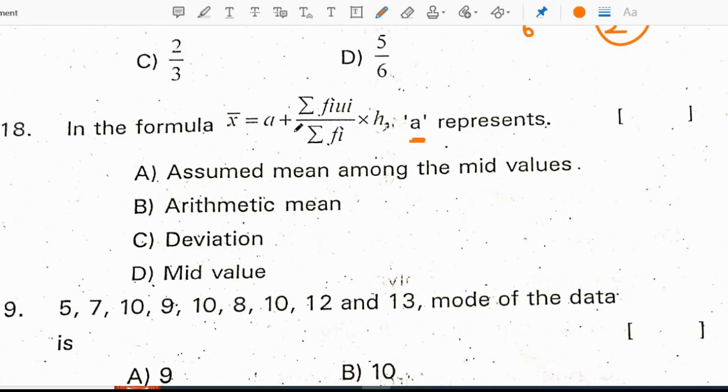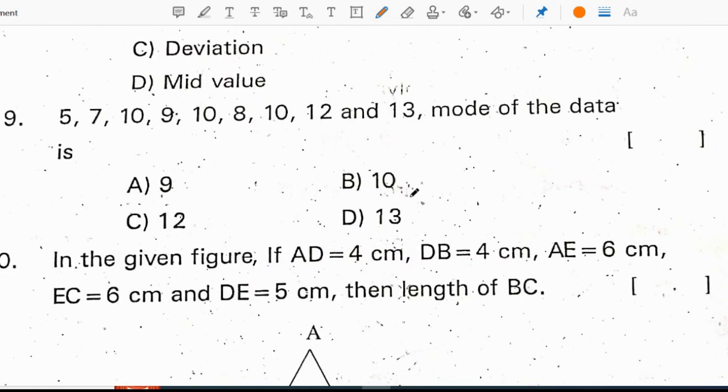18th question, the formula x bar is equal to a plus sigma fi ui by sigma fi into h. A represents assumed mean. Among the given values 5, 7, 10, 9, 10, 8, 10, 12, 13, mode of the given data is. Mode means most repeated value. Here 10 is repeated more times, so mode value is 10.